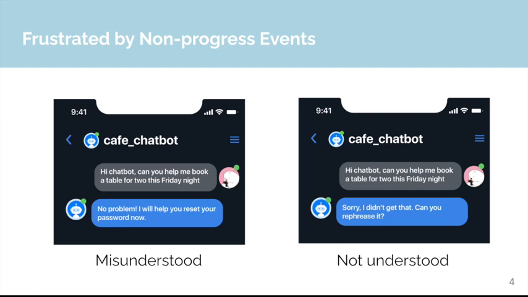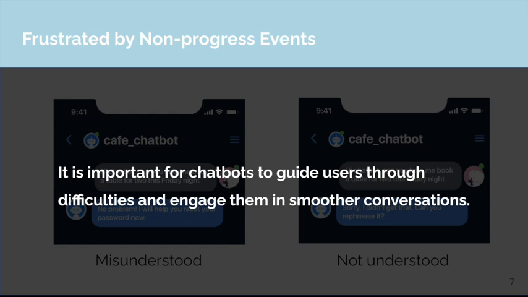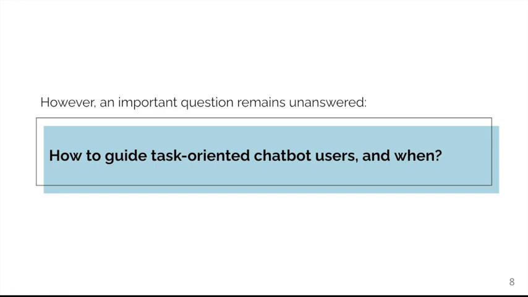Obstacles commonly arise from the chatbot misunderstanding users or expressing uncertainty about users' intentions. This challenge often leads to low trust and low satisfaction. Thus, it's important for chatbots to guide users through difficulties and engage them in smoother conversations. However, an important question regarding how and when to guide chatbot users remains unanswered.